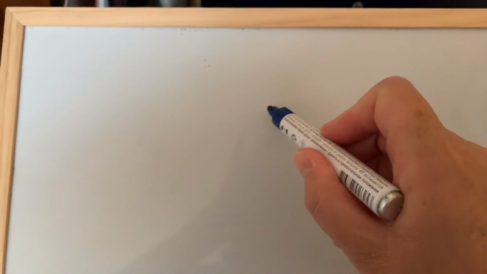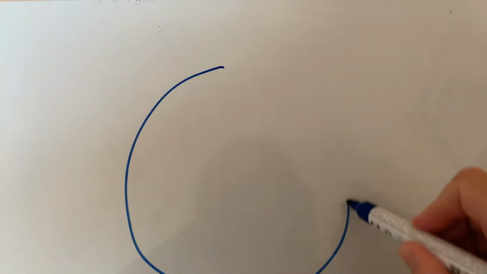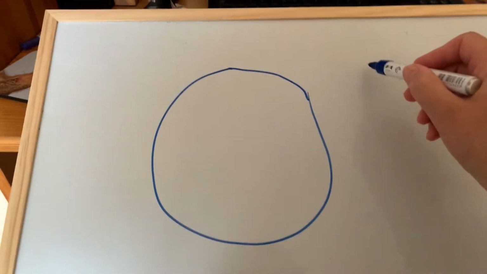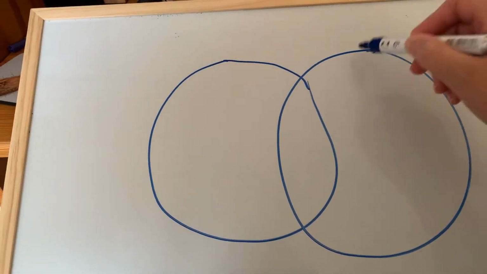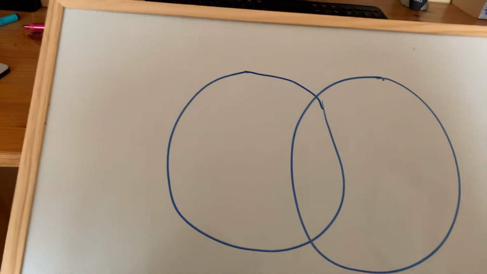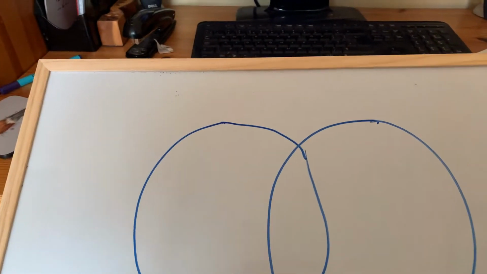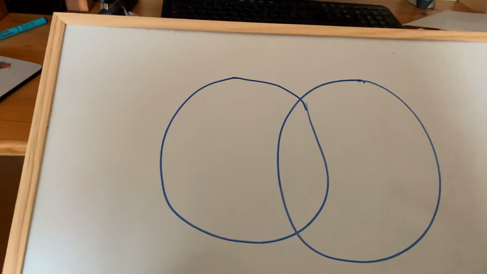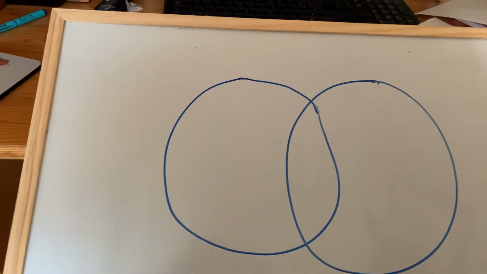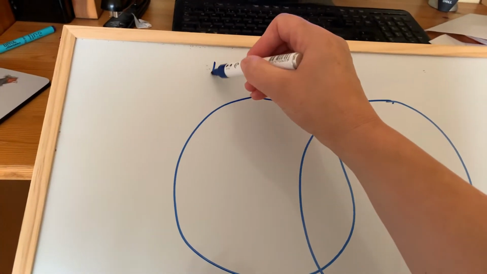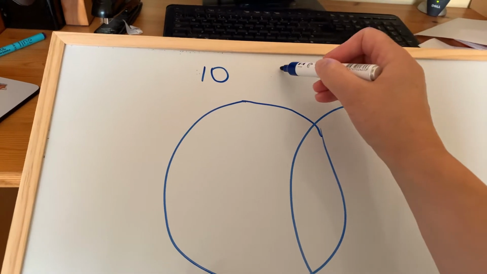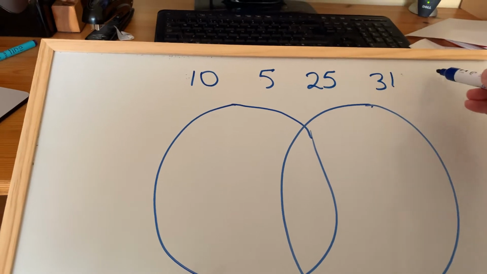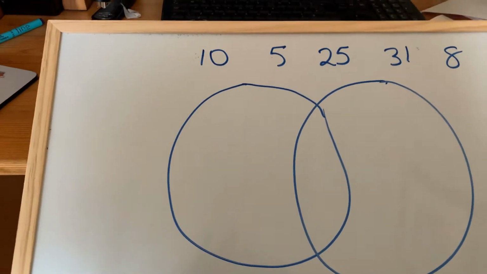Now, you will find that you can have lots of different ones. What we need are 2 circles. Sometimes you can get 3, it just depends. So there is our circle. Not brilliant circles, but it's fine. Now, I've got certain numbers. I'm going to have 10, 5, 25, 31 and 8. Now I want to sort them.